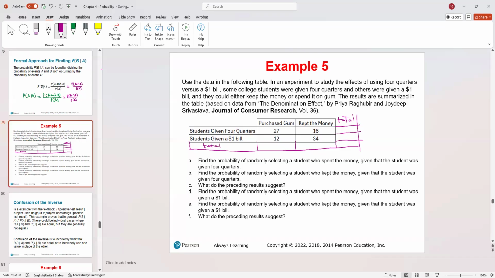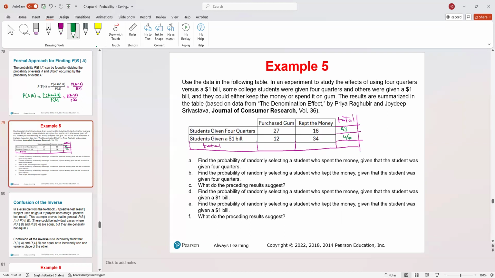Now you add 27 to 16. So take your calculator, grab your calculator, and let me know when you add 27 to 16. I believe it gives you 43. 12 to 34 give you 46. Now we're done with the row.